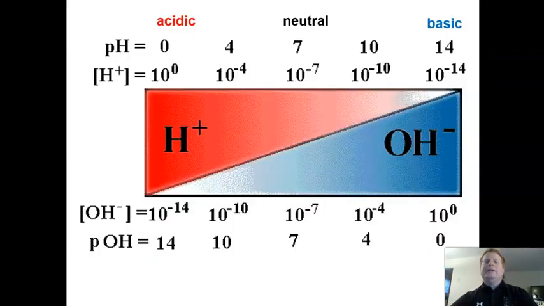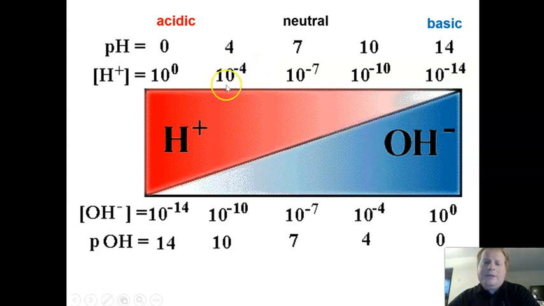Okay, now let's see how this all relates to each other. pOH also relates to pH, if you haven't made that connection yet. The two of them sum, or add up, to 14. So if the pOH is 14, the pH is going to be 0. If the pH is 4, the pOH will be 10. Now this makes sense too, because we said these exponents have to add up to 10 to the negative 14.